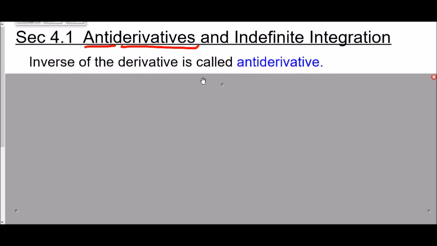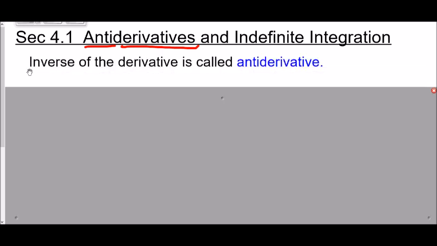So we're going to start this next section, section 4.1, antiderivatives and indefinite integrals, or integration. They mean the same thing. We're going to talk about that word in just a minute if it sounds unfamiliar. So we have this word antiderivatives, and it means exactly what it sounds like it means. It's the opposite of a derivative. So the inverse or opposite of the derivative is called an antiderivative.